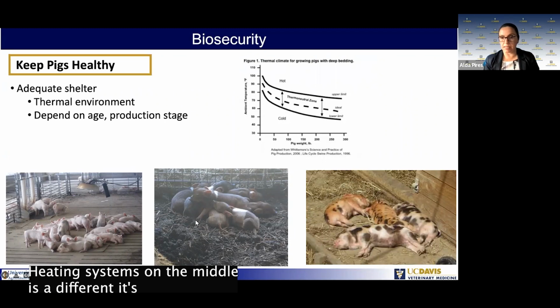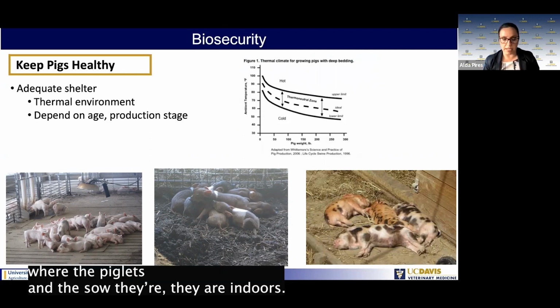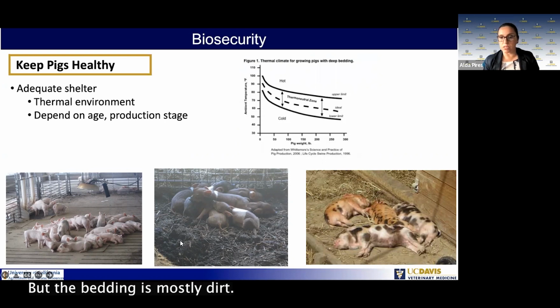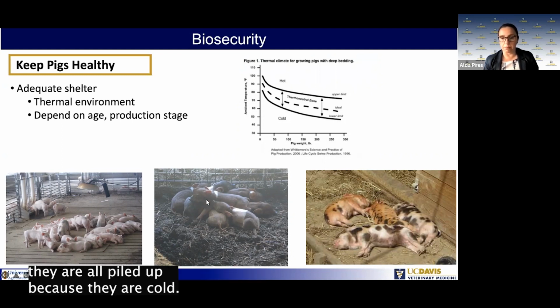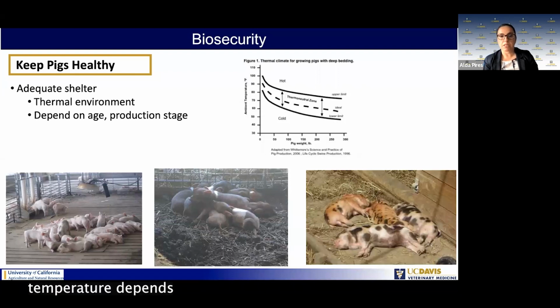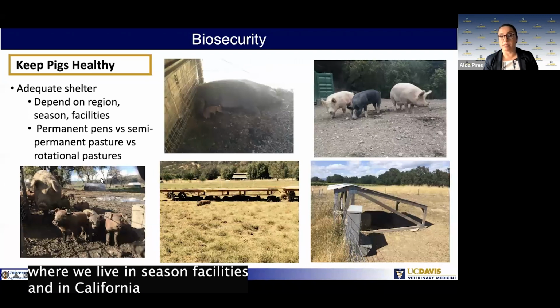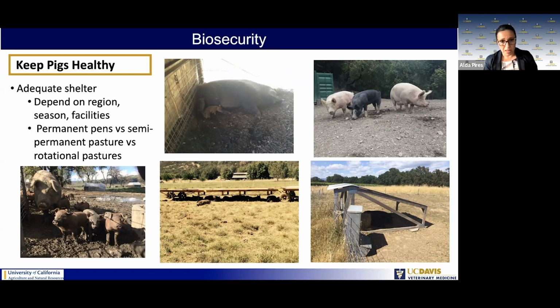In the middle is a farrowing unit from a pasture-based system where the piglets and the sow are indoors, but the bedding is mostly dirt. What we see is that these piglets are cold, so they are all piled up. The thermal neutral zone and the comfortable temperature depend on age, and also on the region where we live, the season, and facilities. In California, at least in most of the Central Valley, you get very high temperatures in the summer.